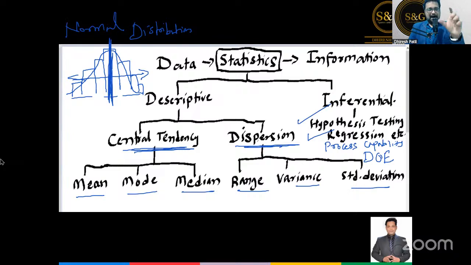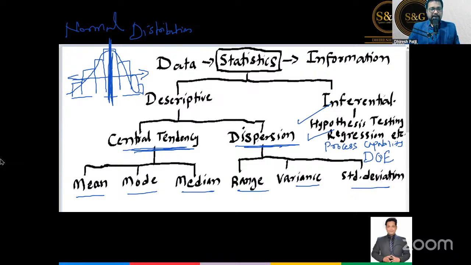I've just given you an overview. Now I'm going slowly. First, we entered into what is measure, types of measure, types of data. Now, when we start collecting data, then we come to statistics. What do we do with the data? We put that data into statistics to get the information. When we put it in statistics, there are two parts: descriptive and inferential. In the descriptive, there are central tendency and dispersion. In the central tendency: mean, mode, median. In dispersion: range, variance, standard deviation.